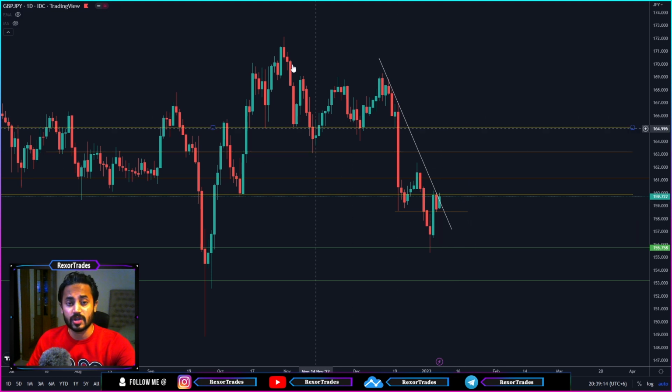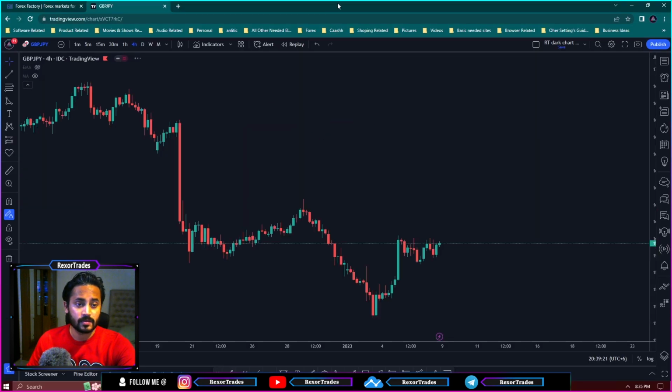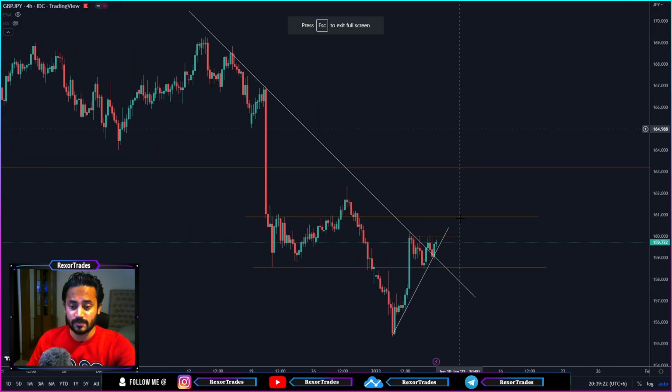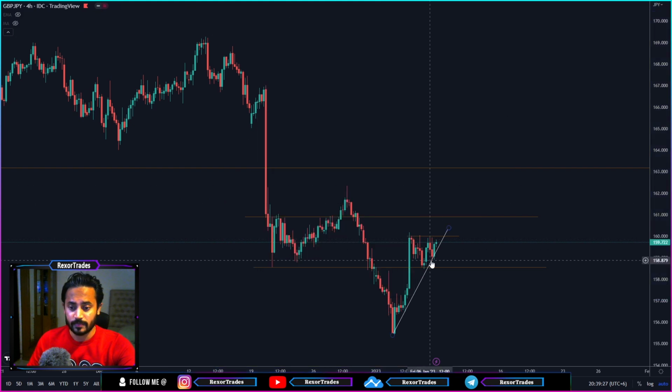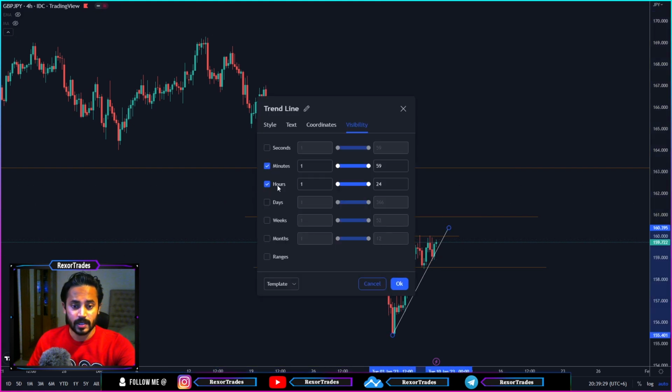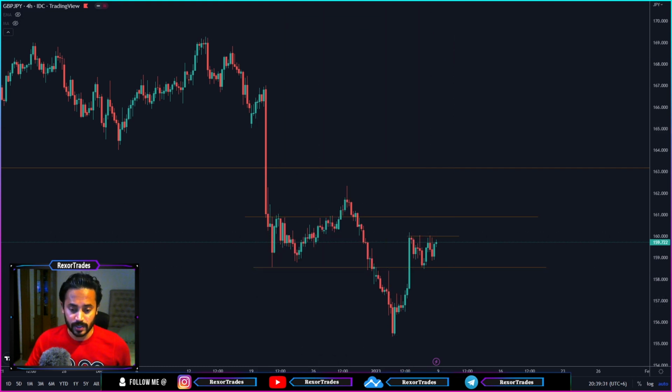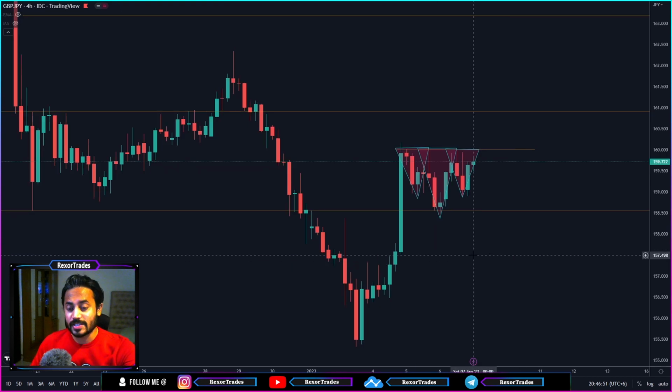Now, if you go to an even shorter time frame like a 4-hour time frame, then you'll be seeing a beautiful chart pattern being formed over here. As you can see on this 4-hour time frame, if we remove these two trend lines and draw the chart pattern over here with these triangle tools, so that's an inverted head and shoulder pattern being formed on GBPJPY over here on this 4-hour time frame.